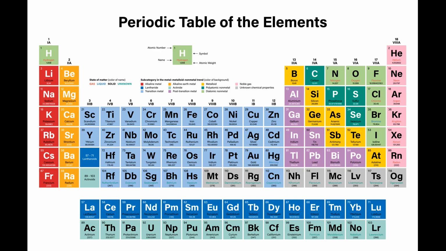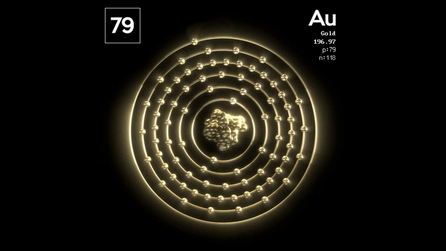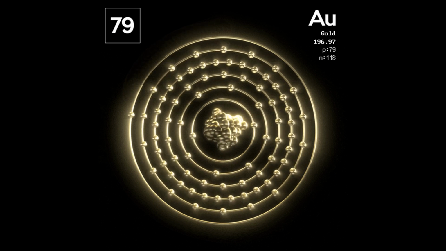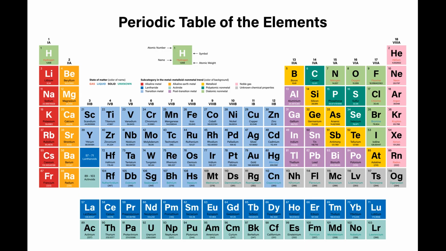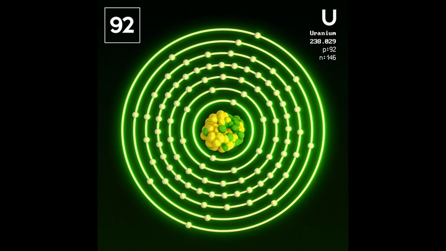For fun, let's take a look at a couple of the big boys. So coming in at atomic number 79 is one that's very popular in the world, gold. Look at the size of this atom. Coming in at number 92 is uranium, which I'm a big fan of for its role in nuclear energy.